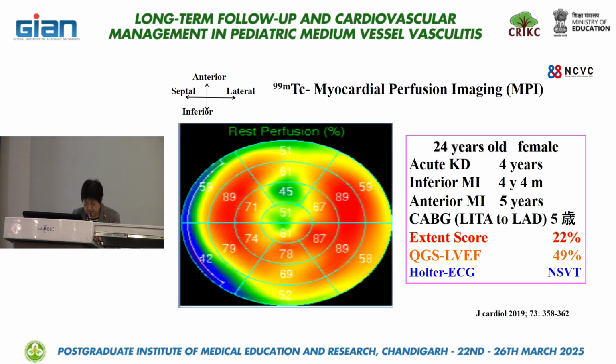The patient is a 24-year-old female. She had repeat MI. Extent score was 22%, and LVEF was 49%. NSVT was detected.